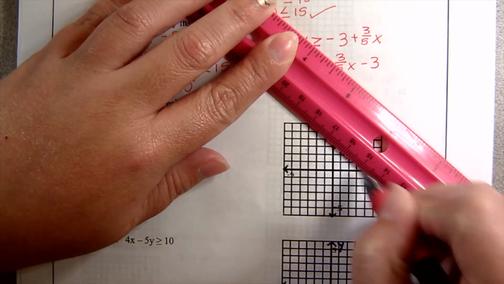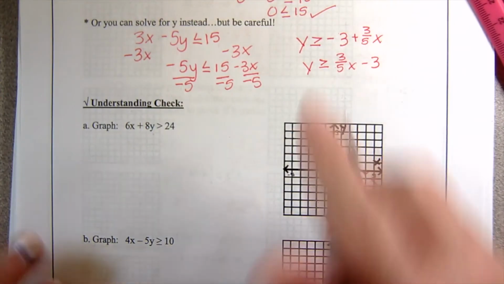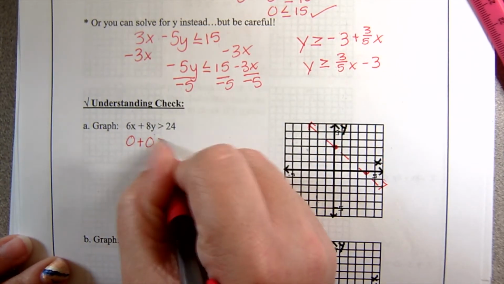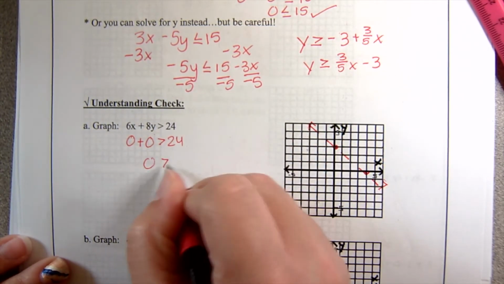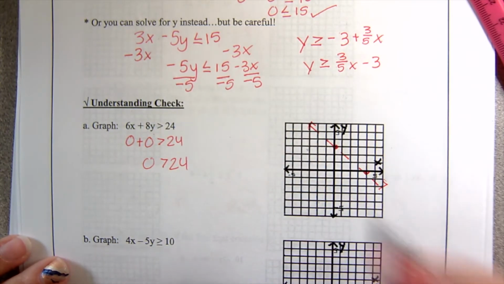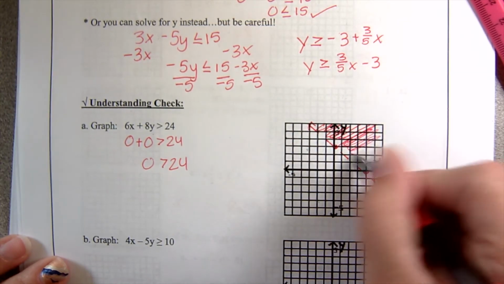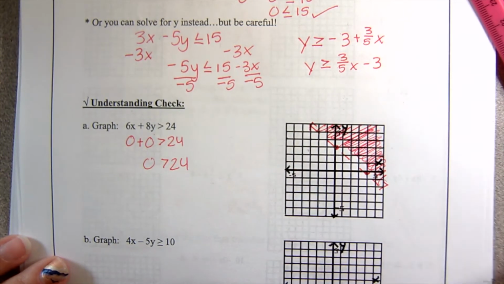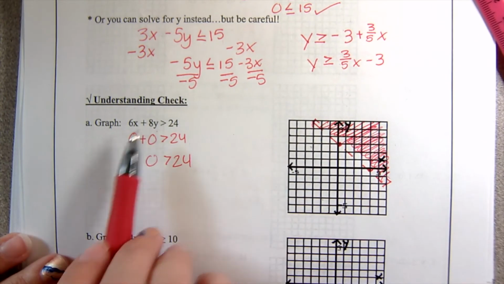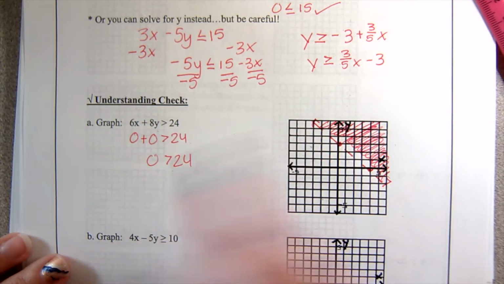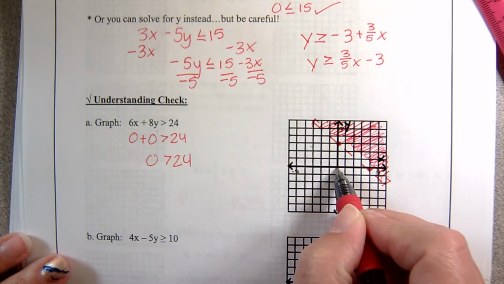And if you plug in the test point 0, 0, or whatever test point you may choose, so 0 plus 0 is greater than 24. Is 0 greater than 24? No. So you cannot shade 0, 0. You have to shade the opposite side. You understand why? So if you plug in 0, 0, you get that 0 is bigger than 24, which is not true. So that means this is not a true point. That can't be shaded because 0, 0 is not right. I just wrote my sign.